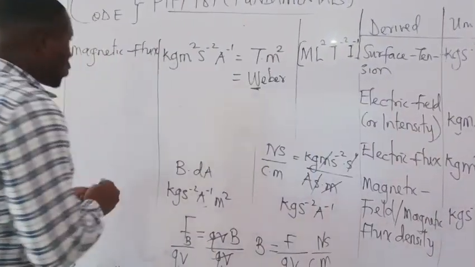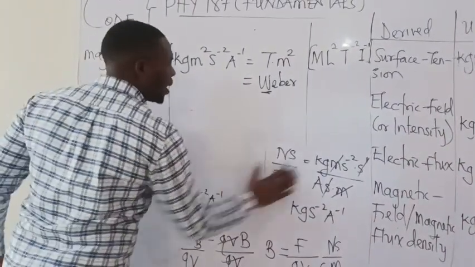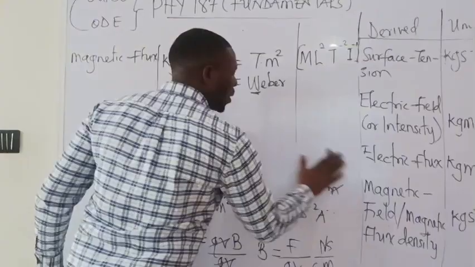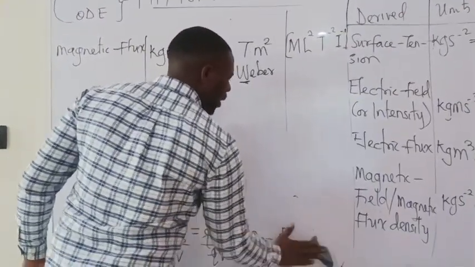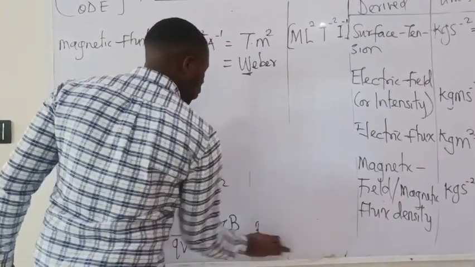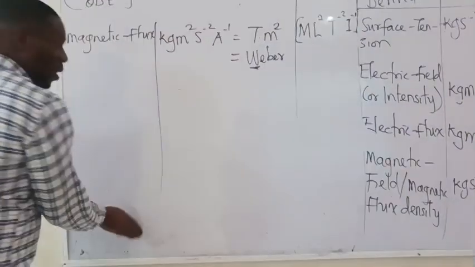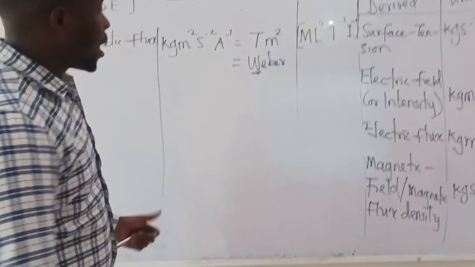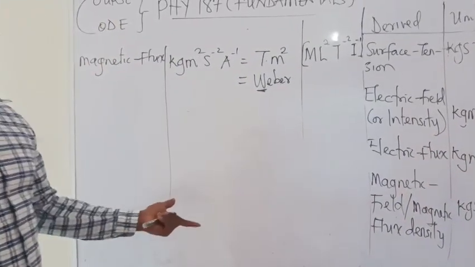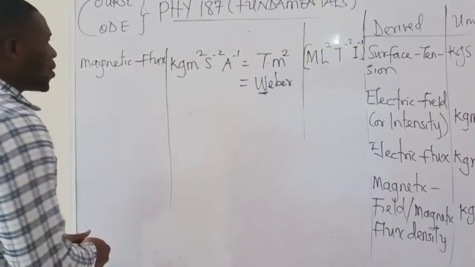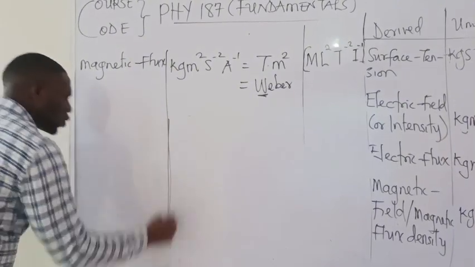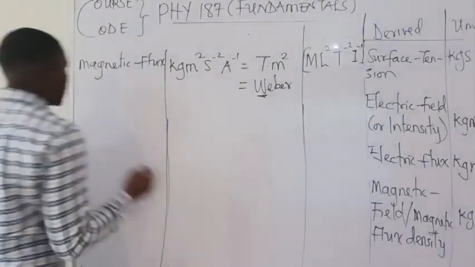And of course we could go to electric potential. There are others: electric potential, electrostatic potential energy. We could also have inductance. We could have resistance, resistivity, conductance, and of course the list will go on and on just like that. So we go to electrostatic potential energy.